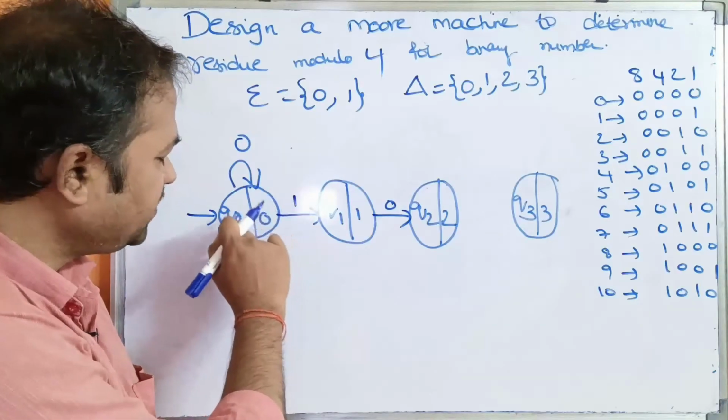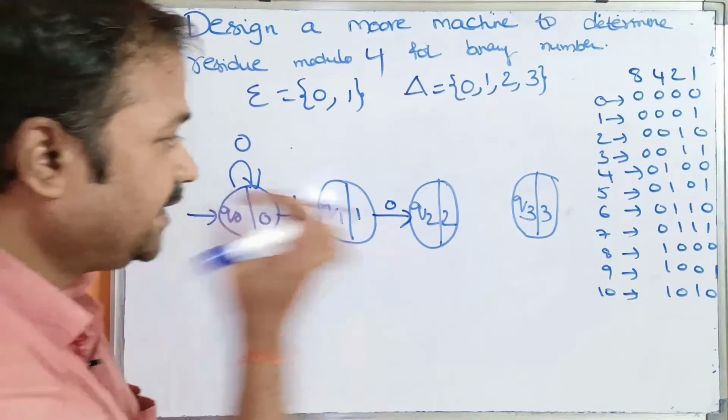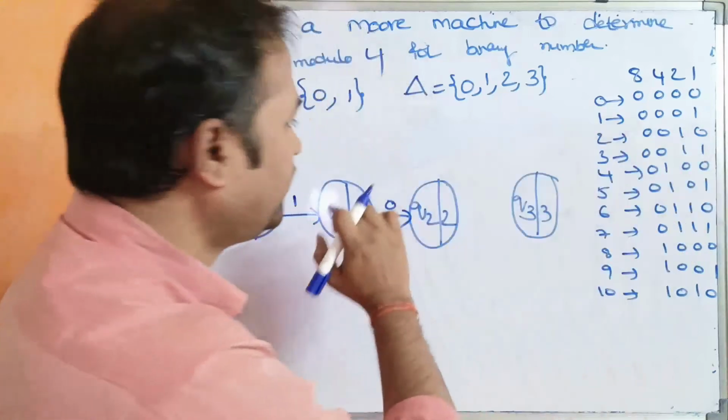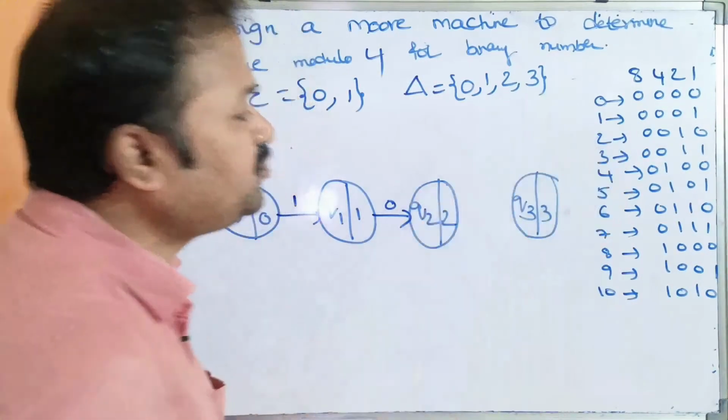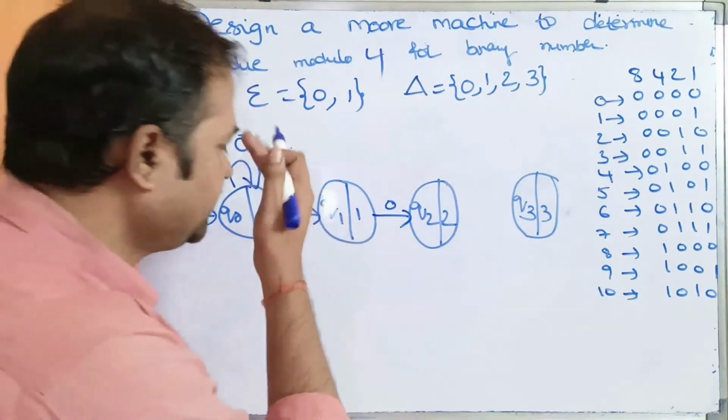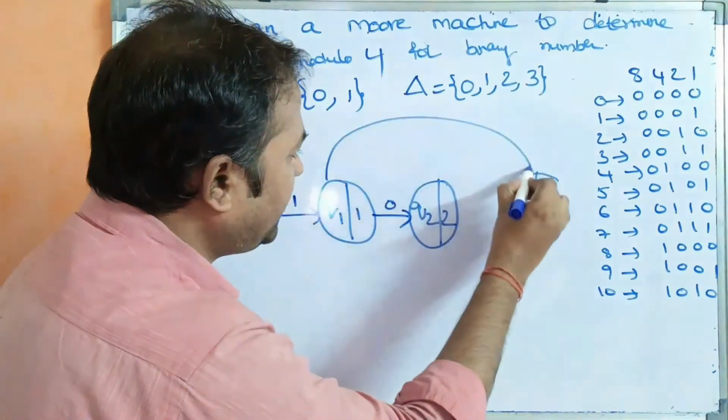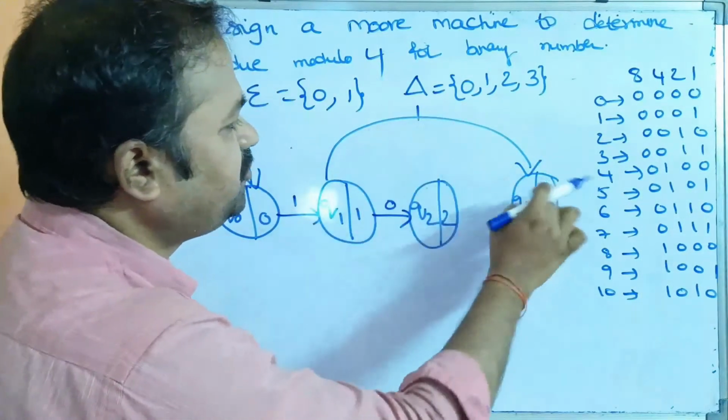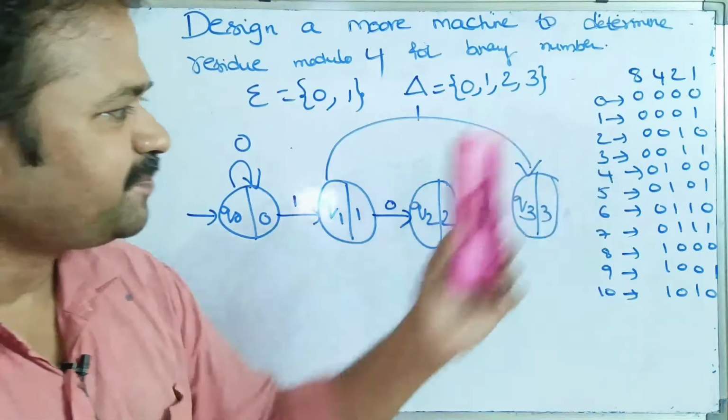If we apply 1 on Q0, then we will be at Q1. Next, if we apply 1 on Q1, then we need to be at Q3 state. Now let us apply 4.